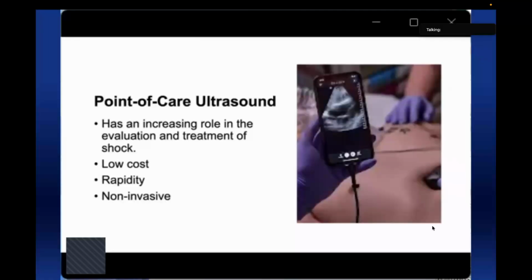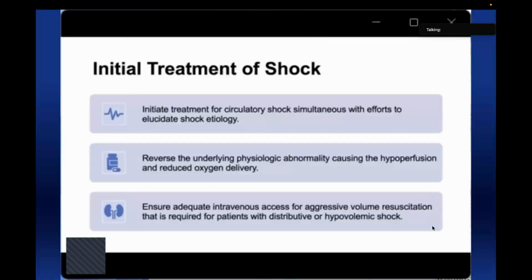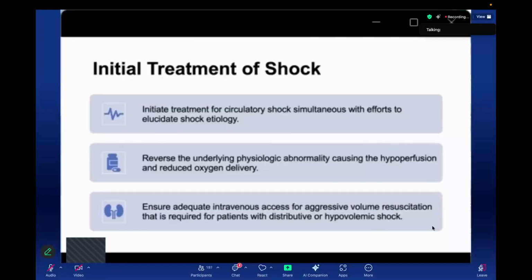We call that point of care ultrasound. No, because this is non-invasive and very timely. No, in terms of knowing the result, especially if you know how to handle it or how to do it. Initial treatment of shock: initiate treatment for circulatory shock simultaneous with efforts to elucidate shock etiology.